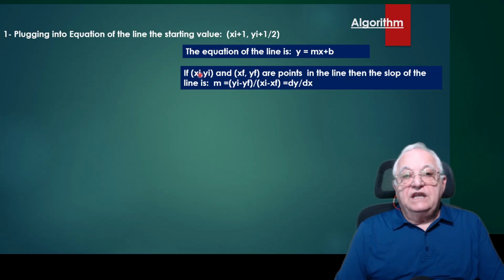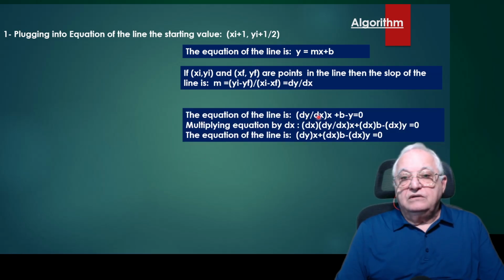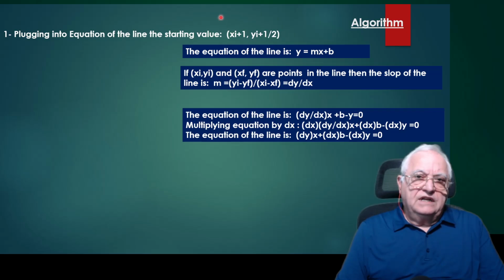I have initially xi, yi, and x final and y final. With those particular numbers I can calculate the slope, which is dy/dx. Next, the equation of the line becomes dy/dx times x plus b minus y. Then I can multiply the whole equation by dx to get rid of the division. I finally end up with an equation which is dy x plus dx b minus dx times y equals 0. So I haven't really done anything magical here. All I've done is just plug in the values.